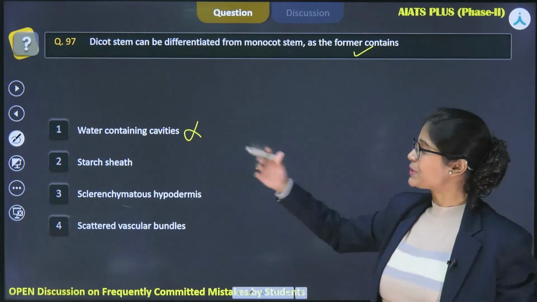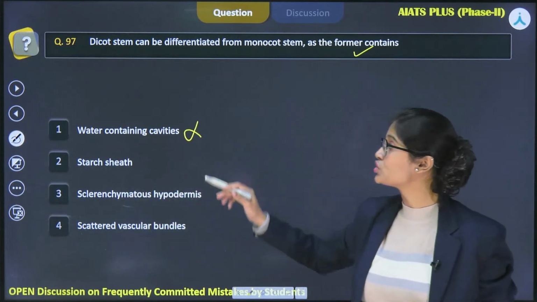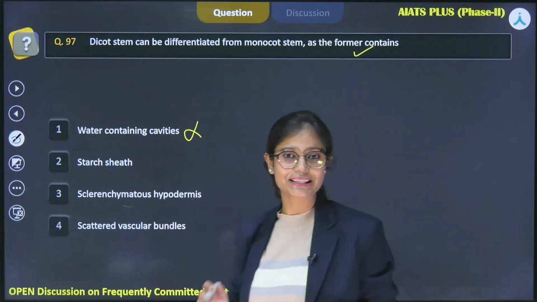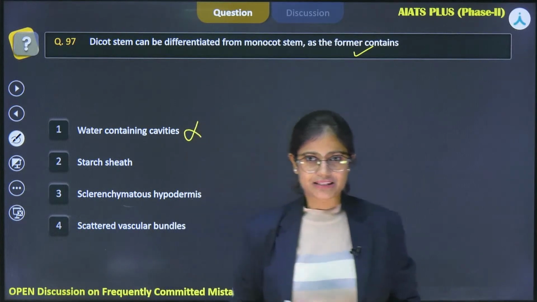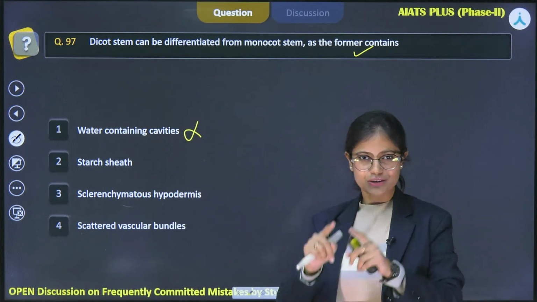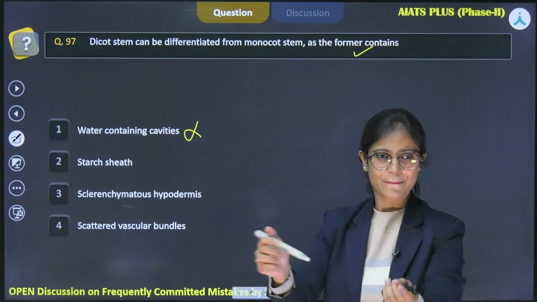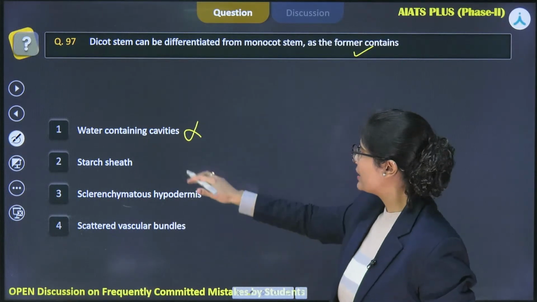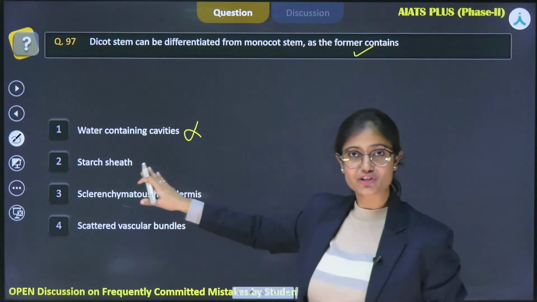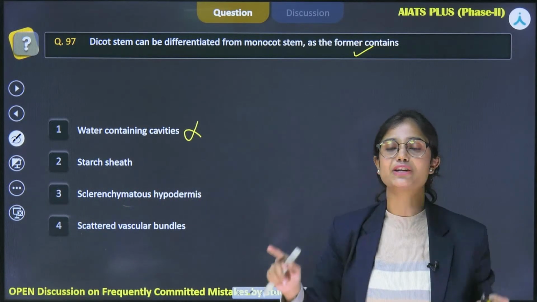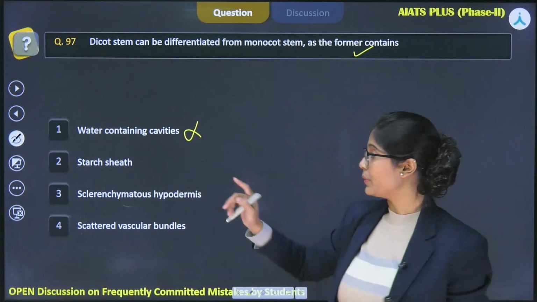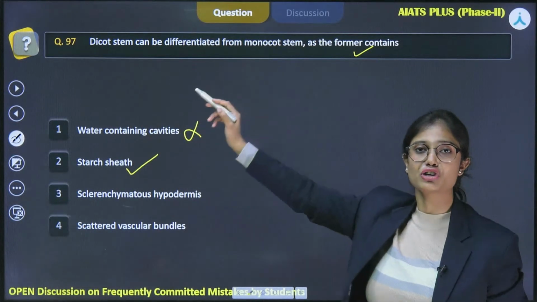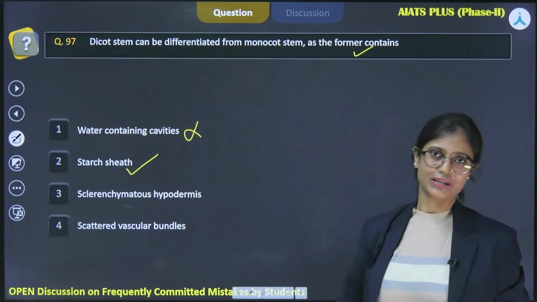Right, now let's proceed further with the next one which says starch sheath. So yes, starch sheath, where was it present? Please tell me in the comments where the starch sheath is present. As I am not able to see any comment on the screen, there must be some problem. Please check over the screen if there is. Now let's see option 2 which says starch sheath. So starch sheath is present in the endodermis, which is the innermost layer of the cortex, due to the presence of starch grains. So yes, this is the differentiating feature between the dicot stem and monocot stem.